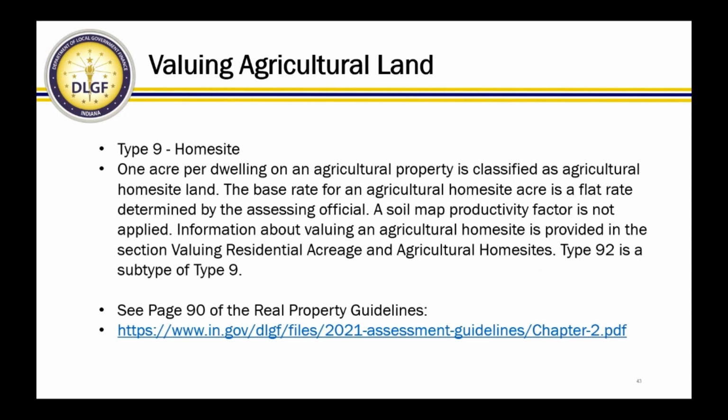The last type we'll talk about is the home site. Basically, this is 1 acre per dwelling on an agricultural property, classified as the ag home site land. And that base rate is determined by the assessing official. You do not use our base rate for the agricultural home site. You use information from the assessor based on sales of comparable properties to determine that base rate. Also, a soil productivity factor is not applied to the agricultural home site base rate.